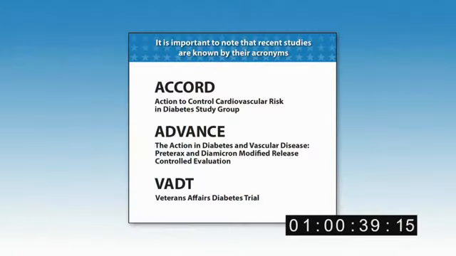Over the years, many specialty societies, including the American Diabetes Association and private sector performance measures, have created a target A1C for all patients with diabetes of less than 7. It is important to note that recent studies, better known by their acronyms ACCORD, ADVANCE, and VADT, have called into question the wisdom and safety of the one-size-fits-all, less than 7 for all patients approach.